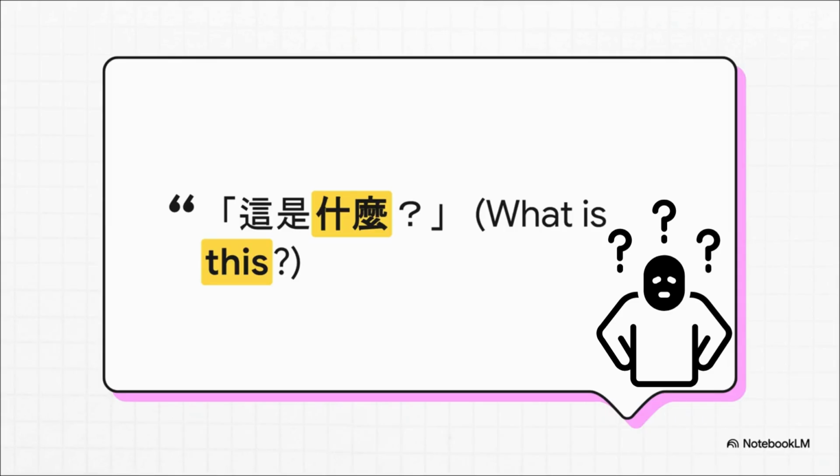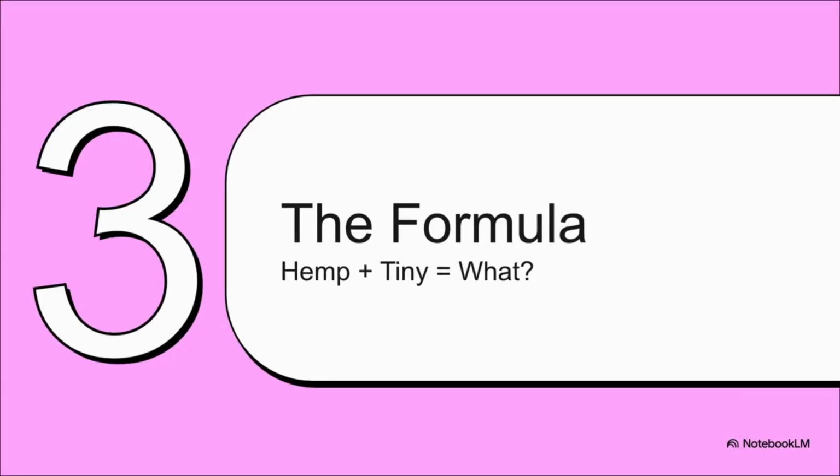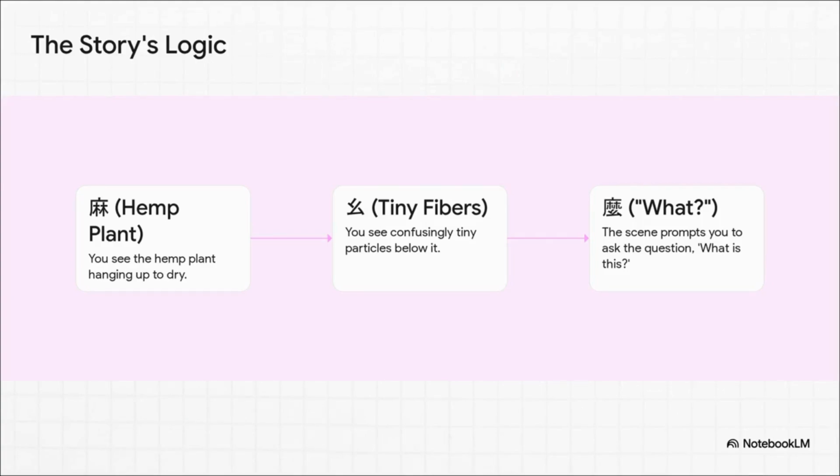The character isn't just a word for what, it's a literal picture of the very scene that makes you ask the question, what? How cool is that? So really, it all boils down to a simple formula, one that comes directly from that little story we just imagined. You have the hemp plant, ma, you have the tiny fibers, yao, and when you put them together, that image creates the confusion that leads you to ask the question, what? Giving us the character 麼.